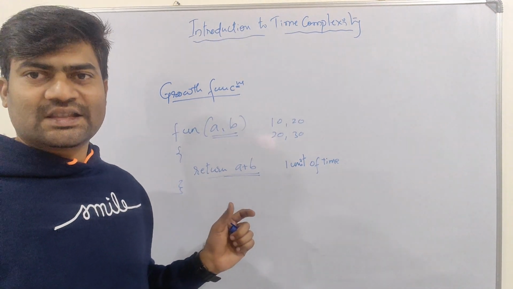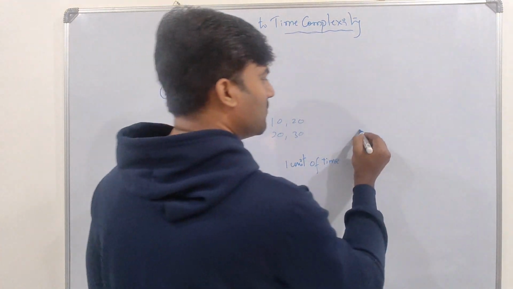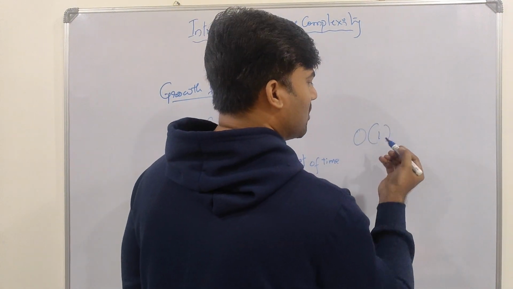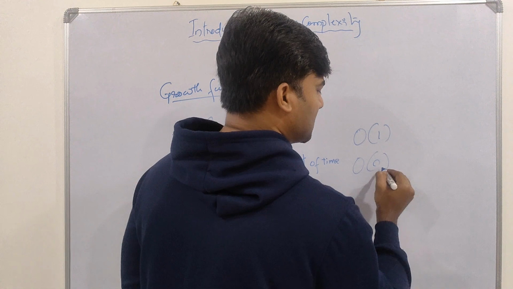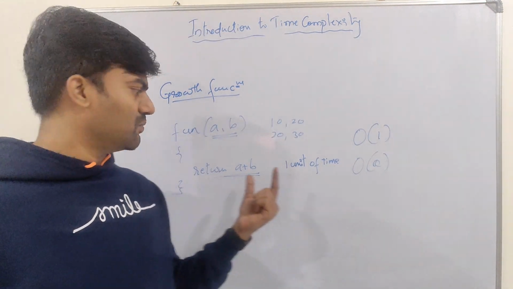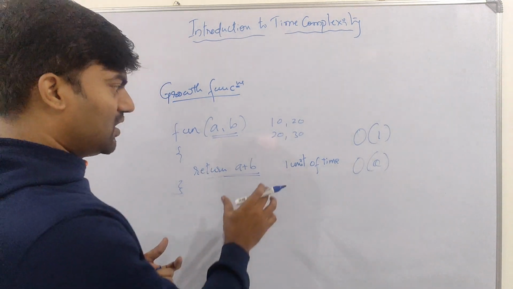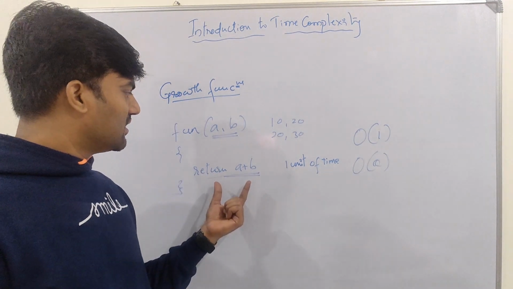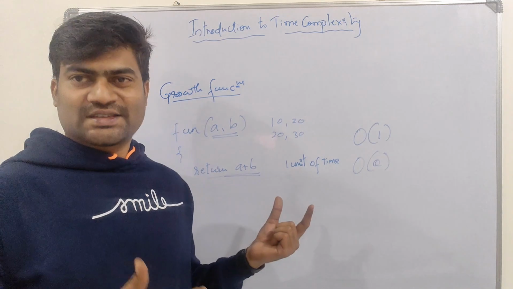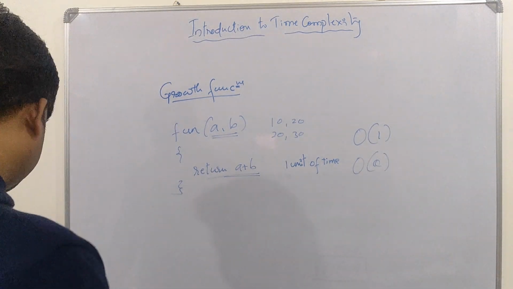So if that is the case, then what is the time complexity of this particular function? It is of order 1, or of order some constant, because this is 1 unit of time, a constant unit of time for this particular function. So this is a simple function. What I was trying to say is that one execution, we consider as 1 unit of time in this function.